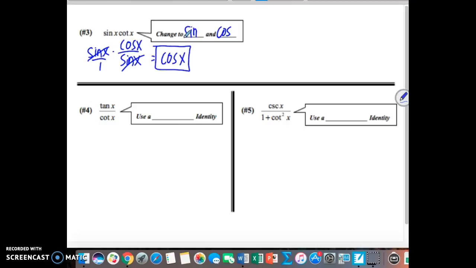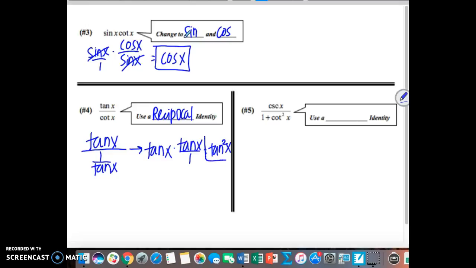Number 4 asks us to simplify tangent of x divided by cotangent of x. This time we will use a reciprocal identity. So we know that cotangent of x can be rewritten as 1 over tangent of x. This is the same thing as tangent of x times tangent of x over 1. Instead of dividing by a fraction, we can multiply by the reciprocal. And then we are left with tangent squared of x. And that is as simple as we can get.